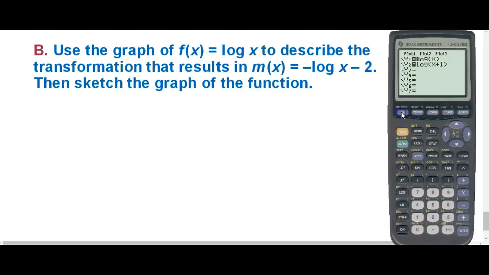So we have y equals now negative log x. I'm going to go ahead and put that x in parentheses and then subtract the 2 afterwards just to make sure our graph is clear. Let's go ahead and graph it. I'm actually going to try to zoom fit this here to make sure it all gets on the screen. So I'll pick 0. So there's our original f of x and our m of x, which is down 2 and flipped over the x-axis.